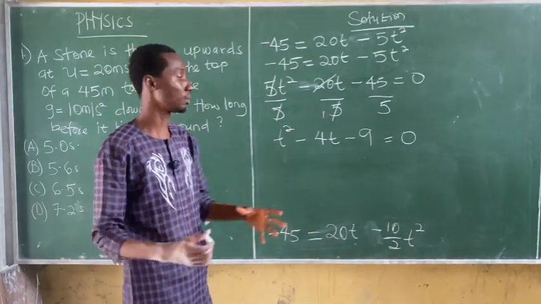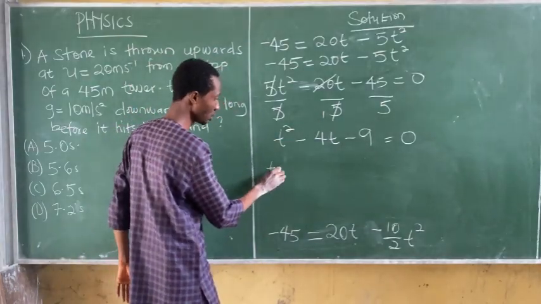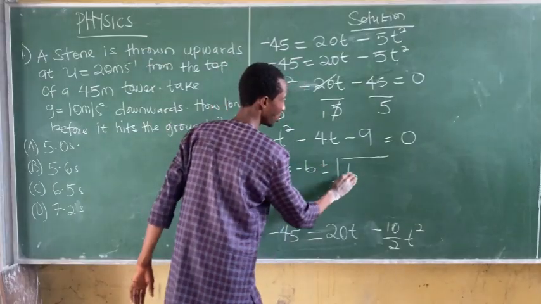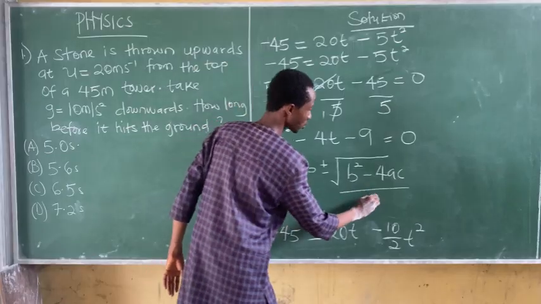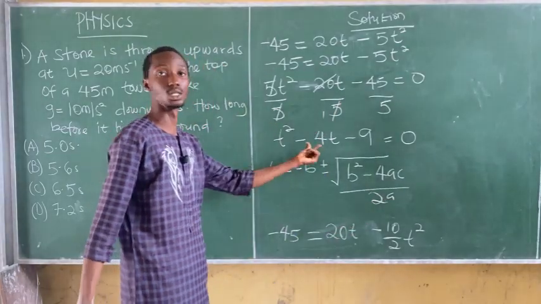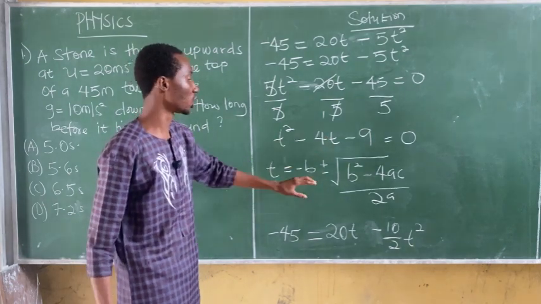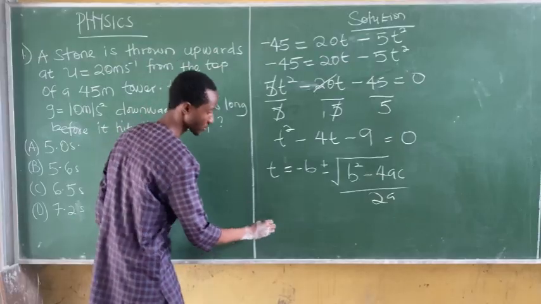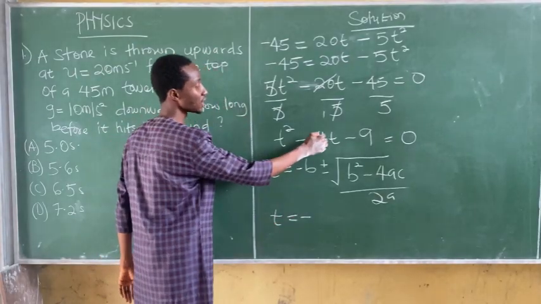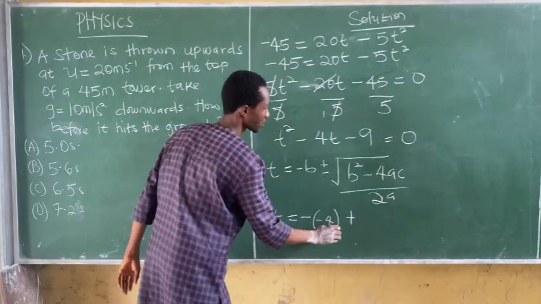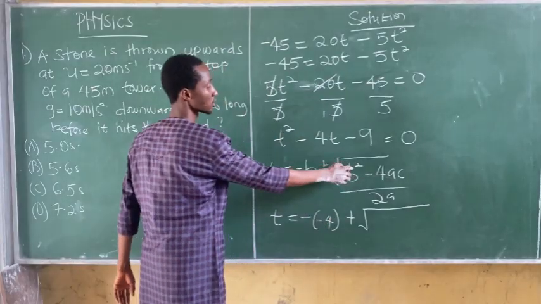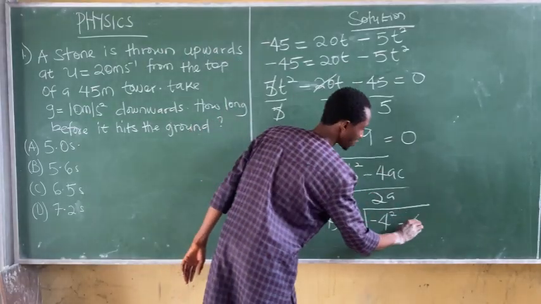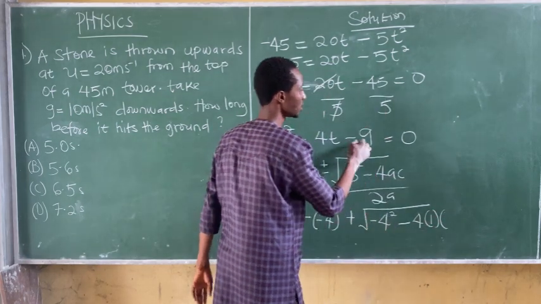If we solve this equation using the formula method, we have that t is equal to minus b plus or minus square root of b squared minus 4ac all over 2a. Instead of using x here, we are using t. So if we substitute these values into this equation, don't forget a is the coefficient of t squared, b is the coefficient of t, and c is the constant. We have that t is equal to minus, our b here is -4, so we have minus of -4 plus or minus square root of, our b squared here is what? -4 squared, so we have -4 squared minus 4ac, which is 4 times 1 times, our c is what? -9.